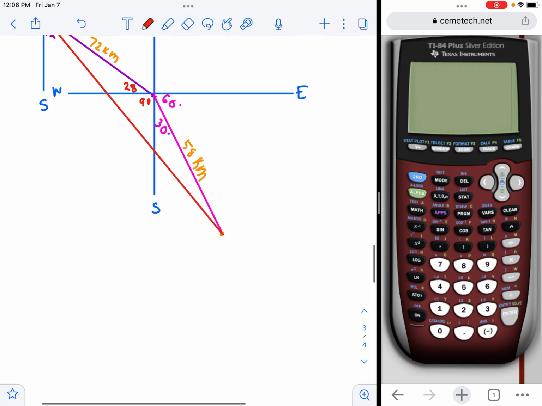Let me fill that in. This is 28. All right, so that means this angle from here to here is 90 plus 30 plus 28, which is 148 degrees. Yes, 148 degrees.